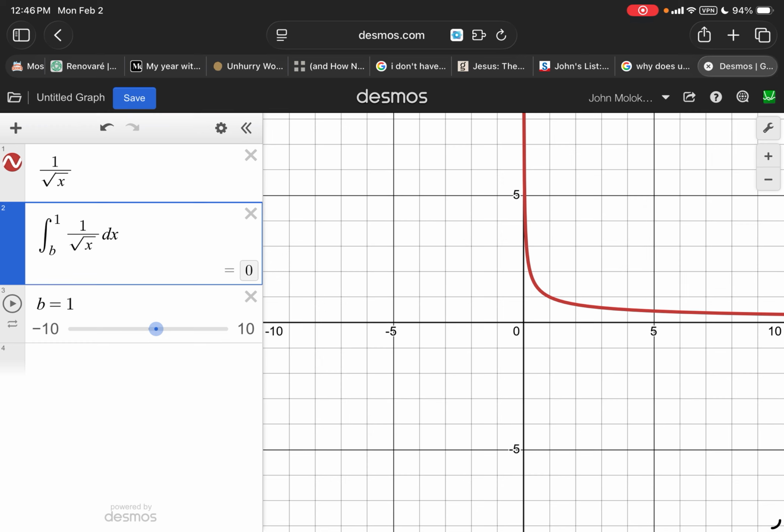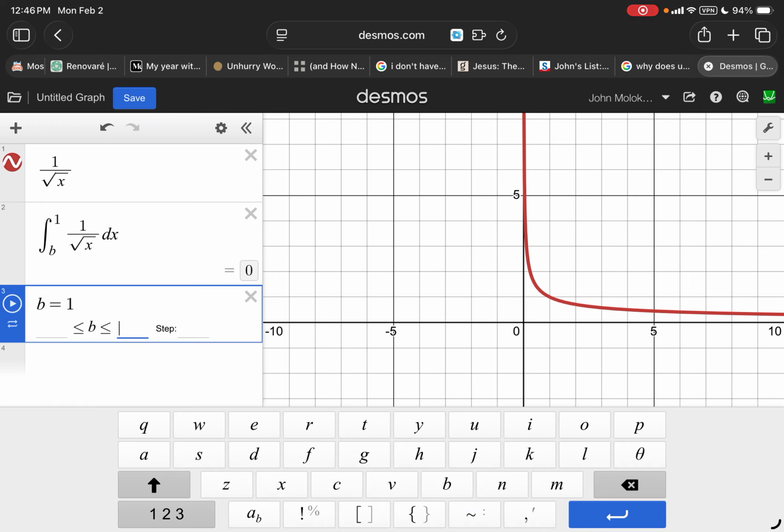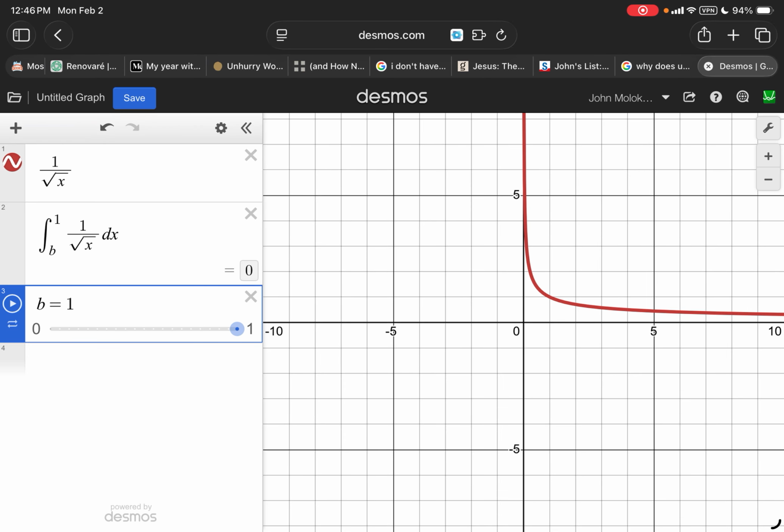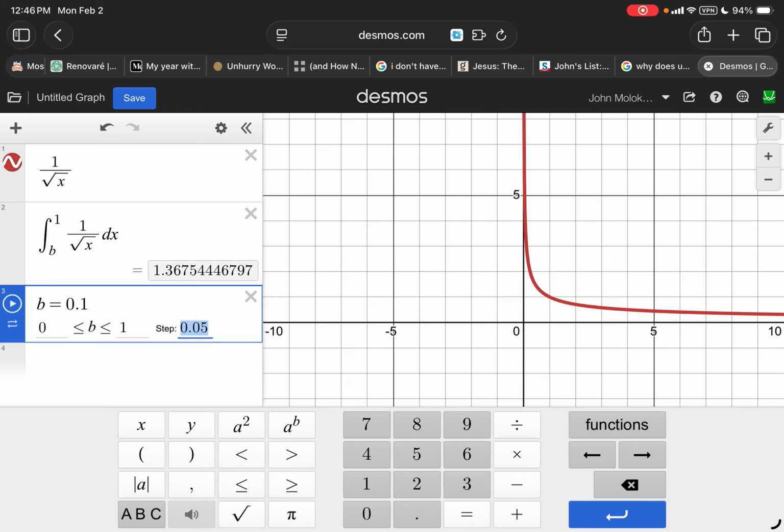Okay. Now, I'm going to want my upper limit to be 1. And I want my lower limit to be very, very close to 0, right? And I'll make this really, really small, like 0.05 or something. Okay. And you can see the value of the integral. The closer that b gets to 0, right, the answer is getting closer to something bigger than 1. Something bigger than 1.